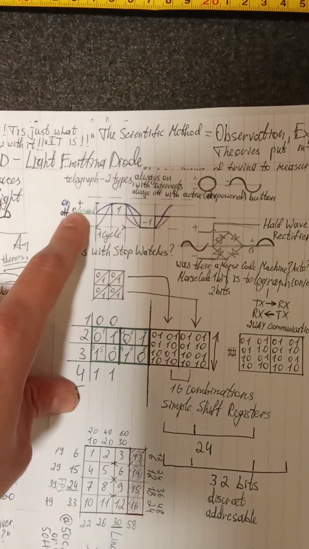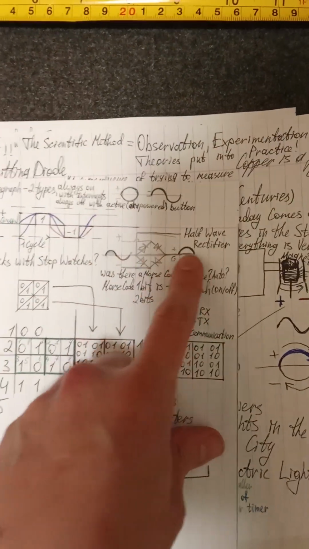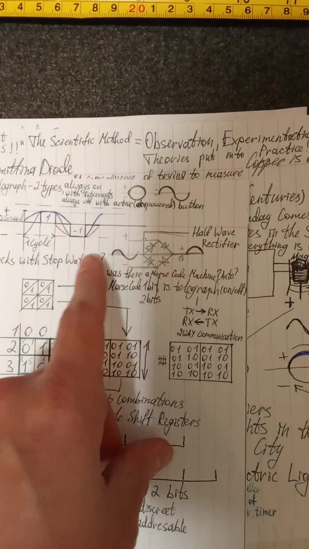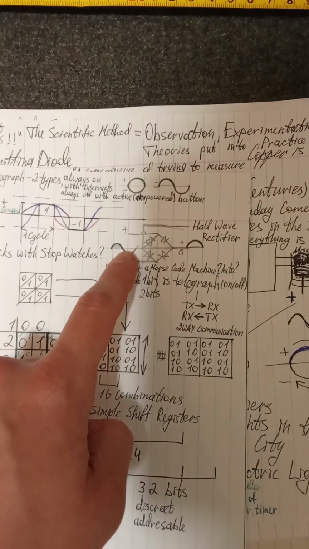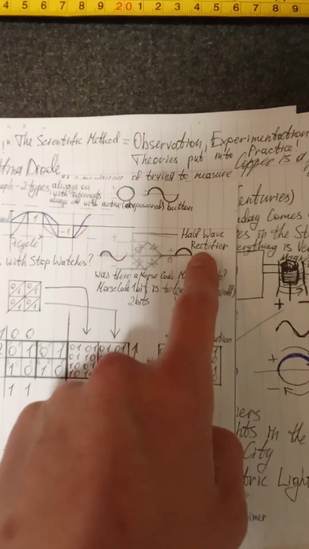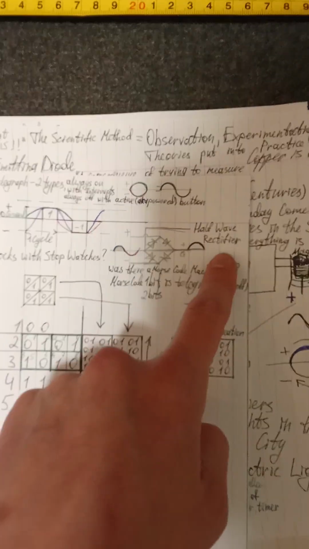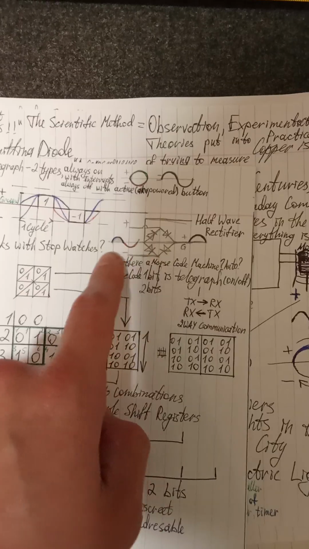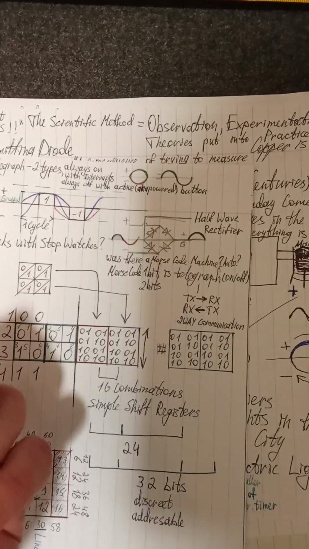So we need to isolate the AC by using a half-wave rectifier, which is that. It just allows the wave to go through and only the positive to come out. So that's the input, that's the output. And the negative cycle is just not allowed through.